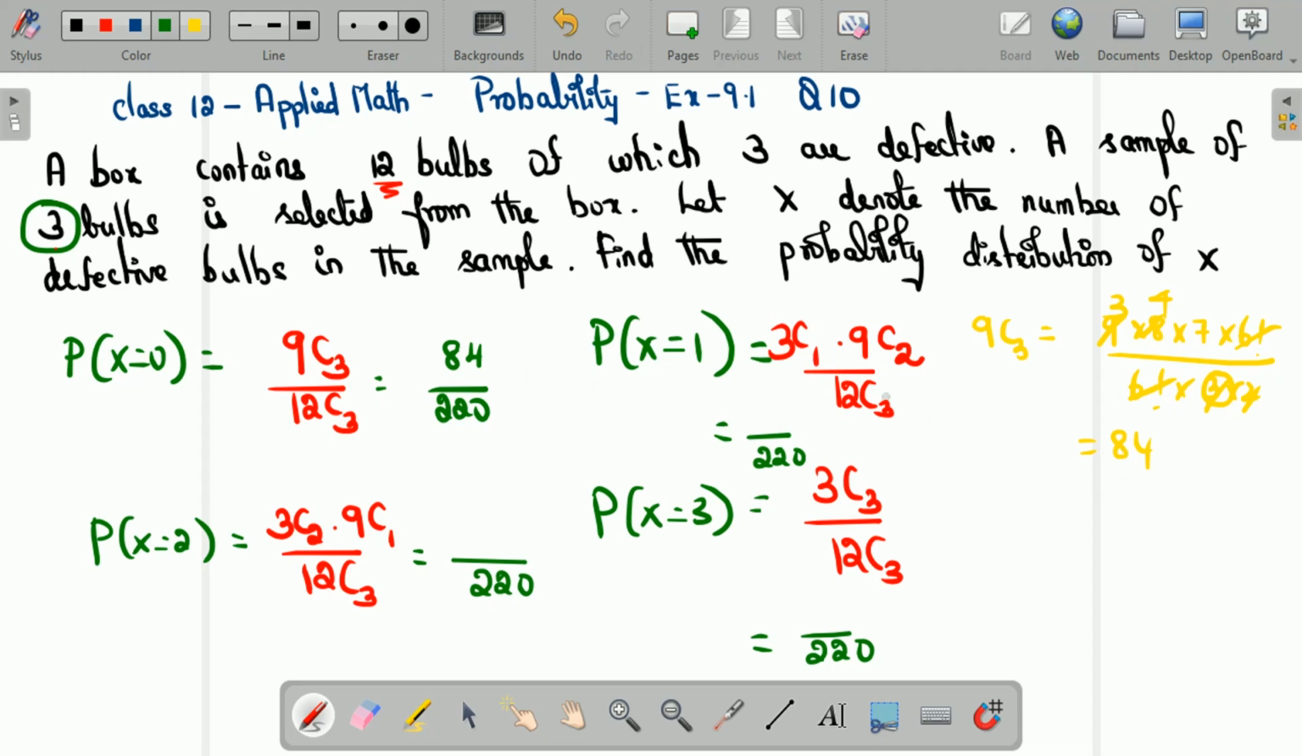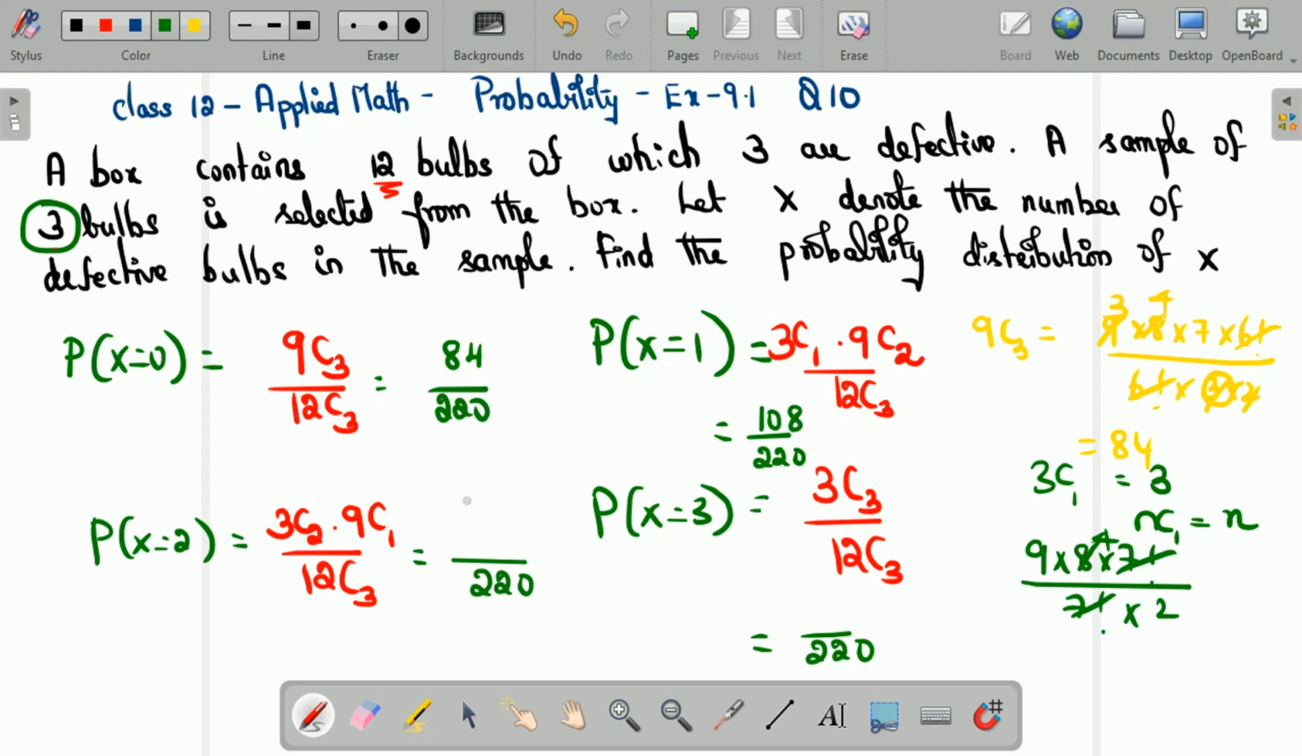Now let's move on to the second case. So this is going to be 3C1, which is going to be equal to 3. Why? Because NC1 will always be equal to N. So in this case 3C1 is 3. Now let's work on computing 9C2. So this is going to be 9 into 8 into 7 factorial divided by 7 factorial into 2. So the 7 factorials will get cancelled. So this is going to be 36. So 9 into 4 is 36. 36 into 3 is equal to 108. So this will be the favorable outcome for X is equal to 1.